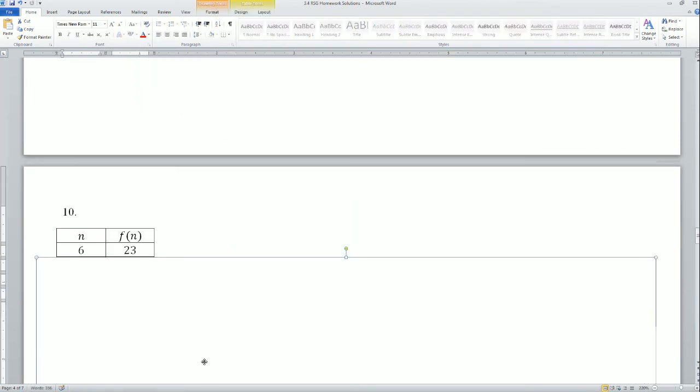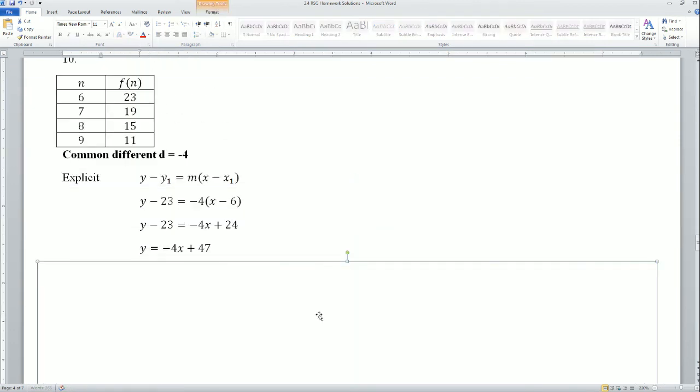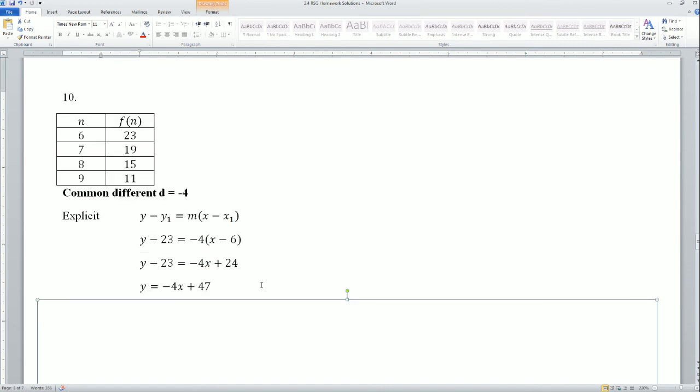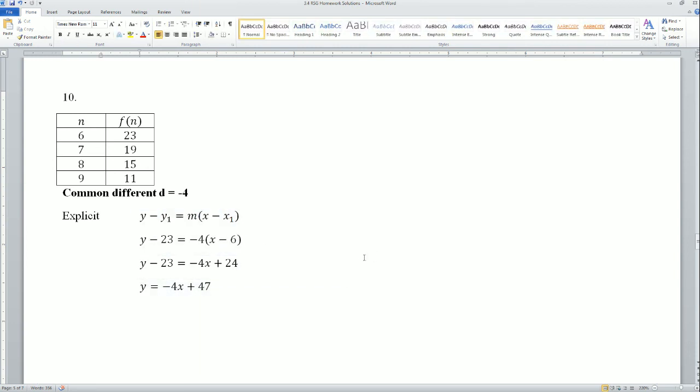It repeats for the same process for number 10 as well. It's a common difference of -4. Here, I couldn't find my 0, right? So I used the point slope equation here, and it worked out the same way. Okay, watch the other video if you need review on how to use the point slope equation.